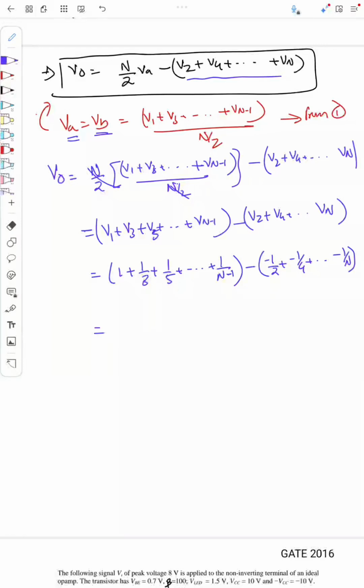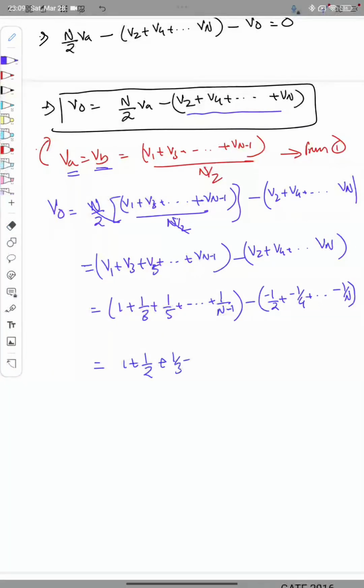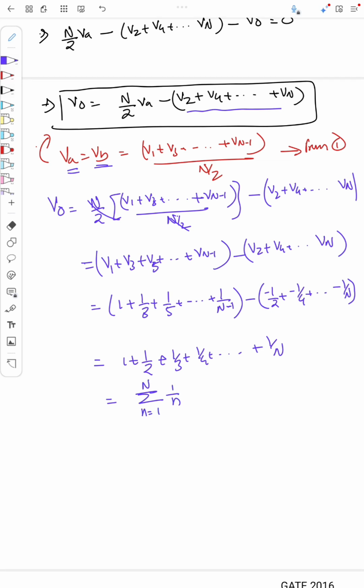So if I take the minus inside and club both the terms together, I will get a summation of these terms, or I can write it as 1 plus 1 by 2 plus 1 by 3 plus 1 by 4 plus etc. plus 1 by n, or I can write it as the sum of n equal to 1 to n of 1 by n, that is V0. And we know the value of this term is equal to infinity, sorry, not 0, infinity.